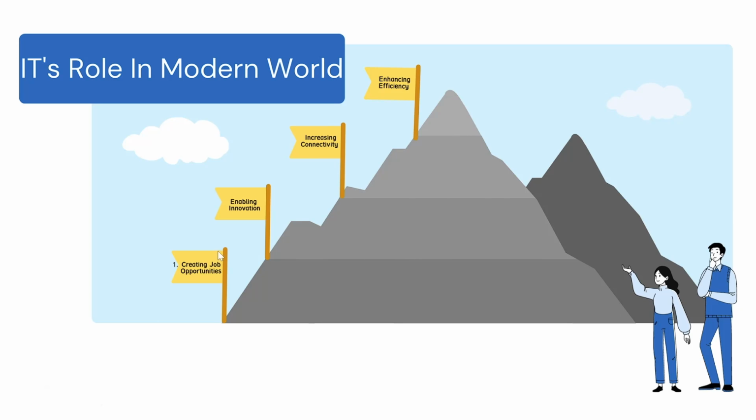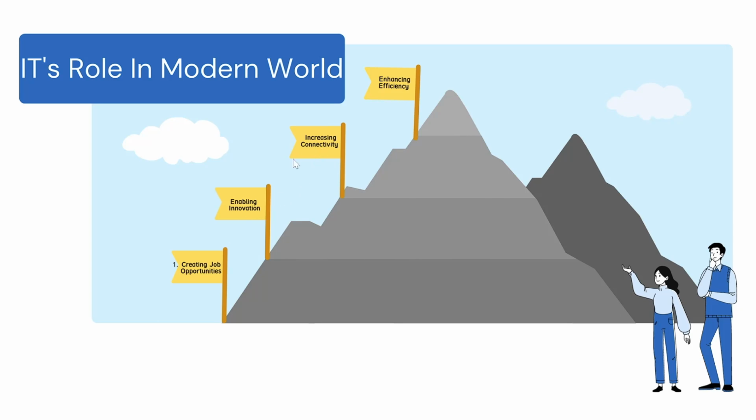Okay, now enabling innovation. IT has enabled innovations in many different ways by digital transformation, cloud computing. Okay, let's understand cloud computing. Cloud computing has made it possible for organizations to access computing resources without the need to invest in expensive hardware and software. And Internet of Things. These are the examples of enabling innovations. And one more is artificial intelligence, which also comes under the enabling innovations.